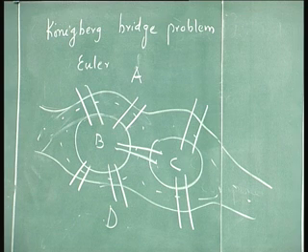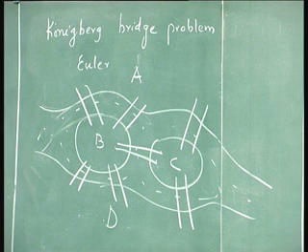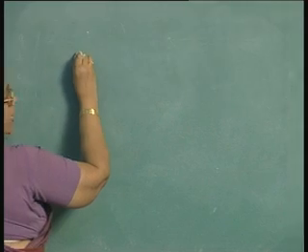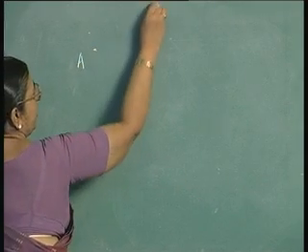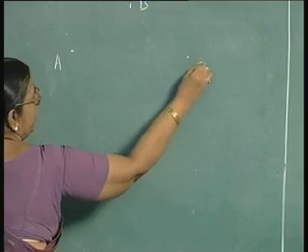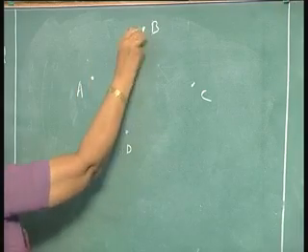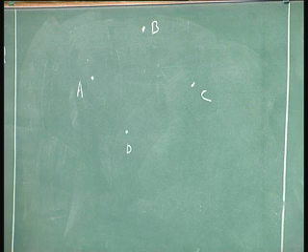How did he prove that? He represented this as a graph like this, A, B, each of the land portions, the 2 islands and the 2 banks. B and C are the islands, A and D are the banks.